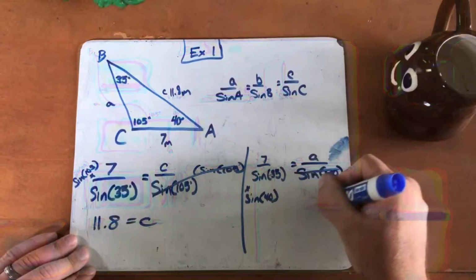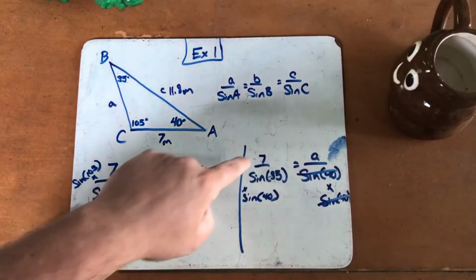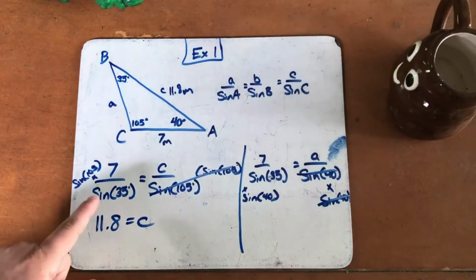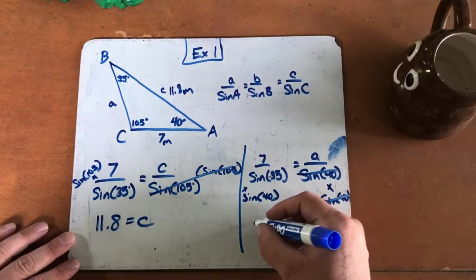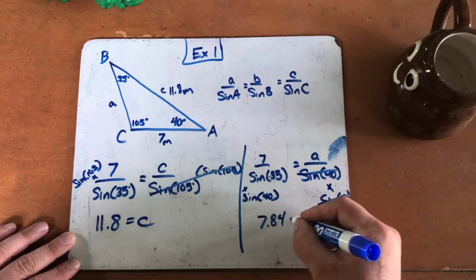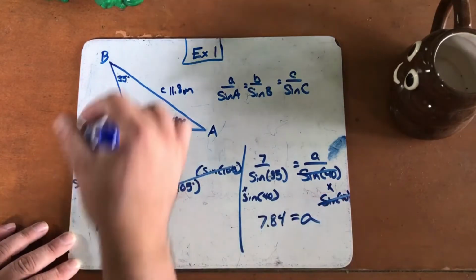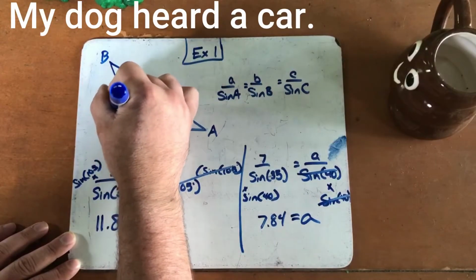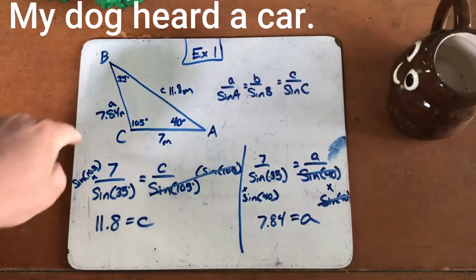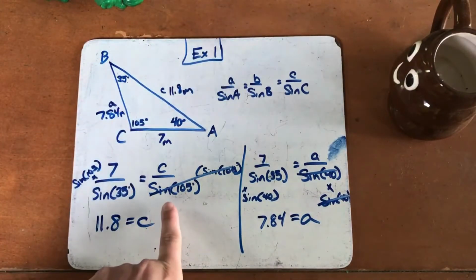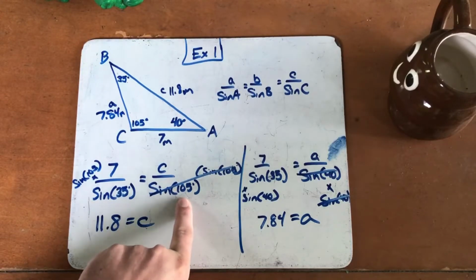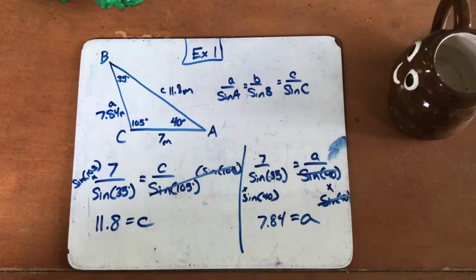The 40s cancel out, leaving me with A, and I have the sine of 40 times 7 divided by the sine of 35, kind of like what I did before. I find that that is 7.84, which is A. So little a is 7.84 meters. In both these cases, when I'm solving for a missing side, all I'm really doing is multiplying both sides by the sine of the angle corresponding to the missing side.